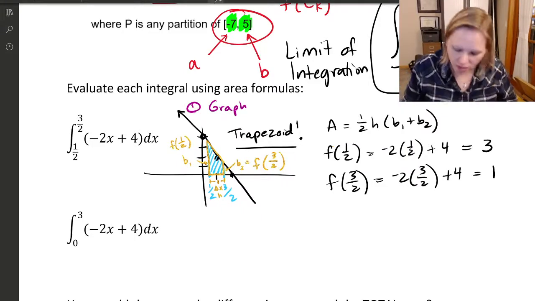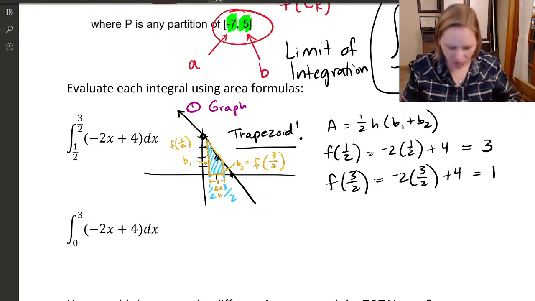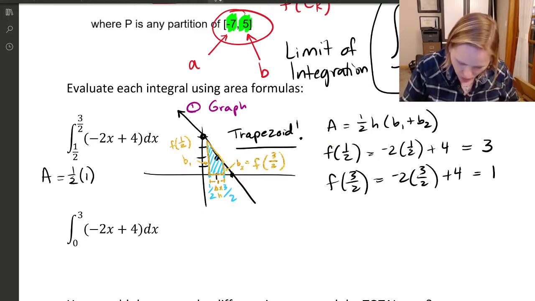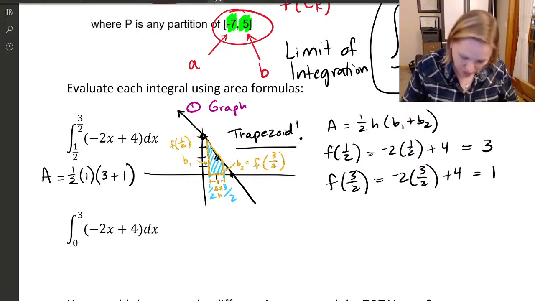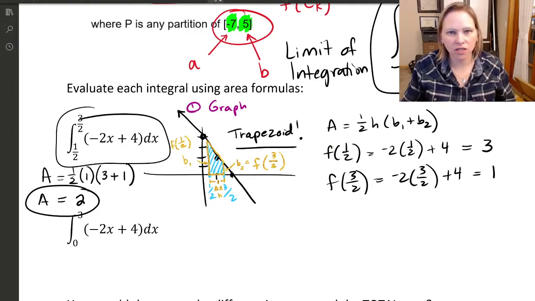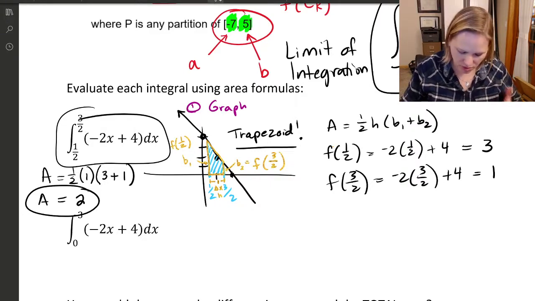So to evaluate this integral, I just need to find the area of the trapezoid. So this integral will evaluate to 1/2. The height is 1, B1 is 3, B2 is 1. So 1/2 times 4, the area is 2. So this integral evaluates to 2. When I'm asking you to evaluate an integral, I'm asking you to find the area under a curve. So let's try another one here.